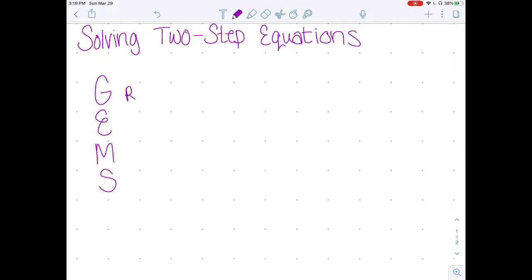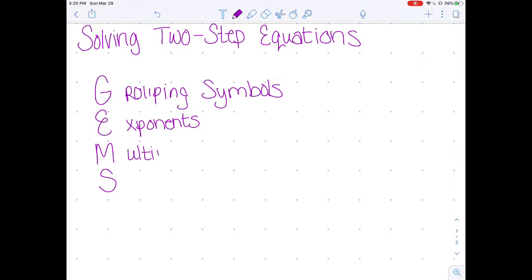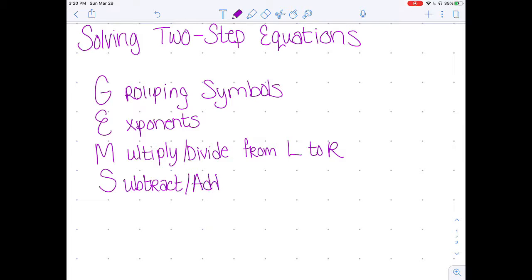So it stands for grouping symbols. E is for exponents. M means multiply or divide from left to right. And S is subtract or add from left to right.